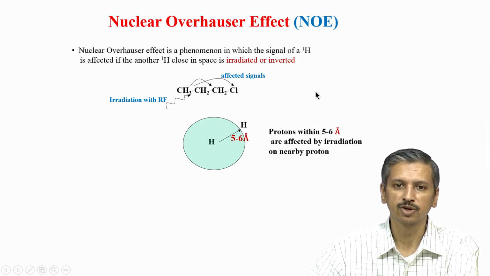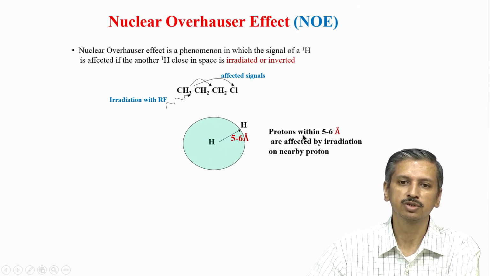So, we use the word spin diffusion. In NMR NOESY experiments, there is a very important concept called spin diffusion, which talks about this transfer of polarization or magnetization from one hydrogen to another hydrogen, because they are very close to each other.